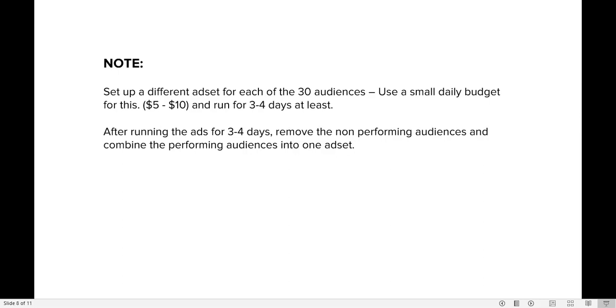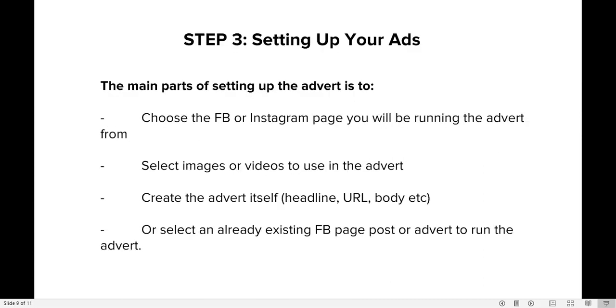And once they work, you can combine them together and test another 5 audiences and combine them together again. So step 3 is where you now set up your adverts. The main parts of setting up your advert are choosing the Facebook or Instagram page you want to run your advert from, selecting the images or videos you want to use in your adverts, then creating the advert itself.